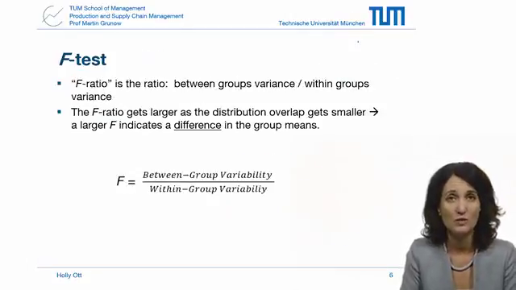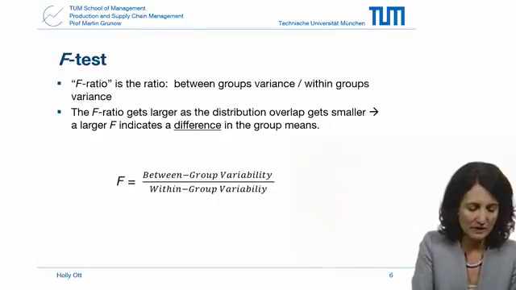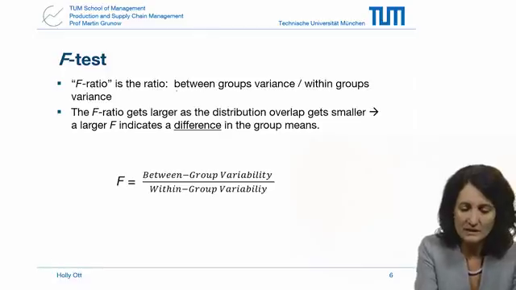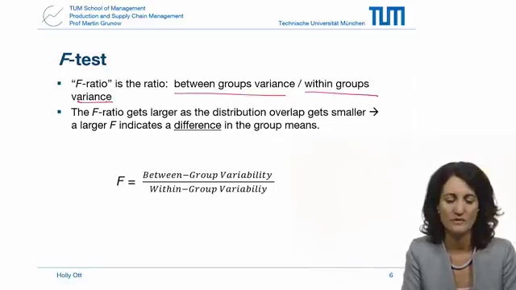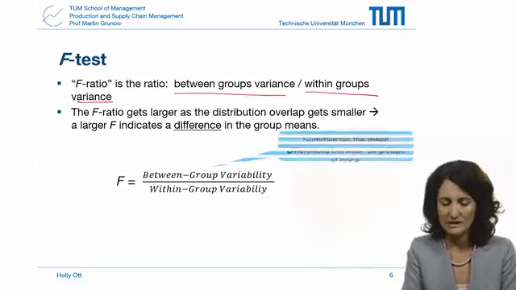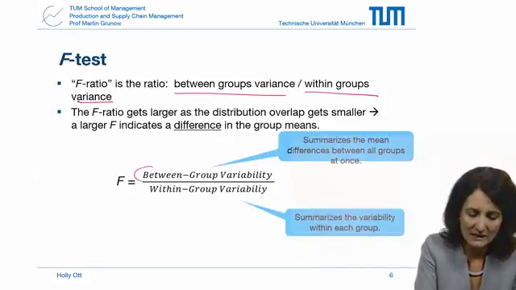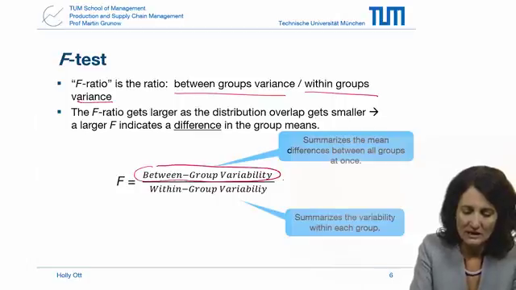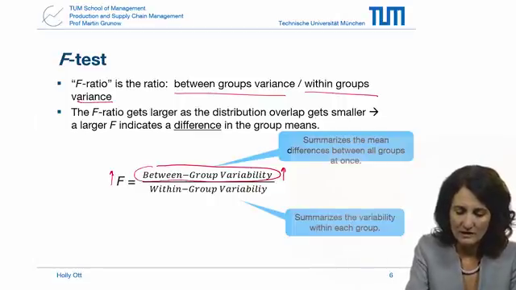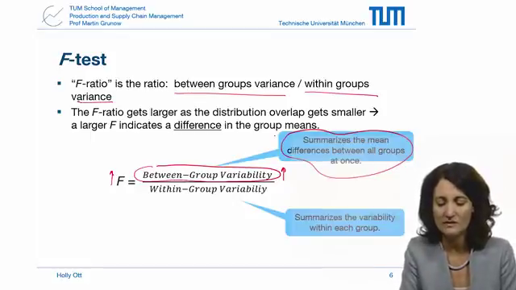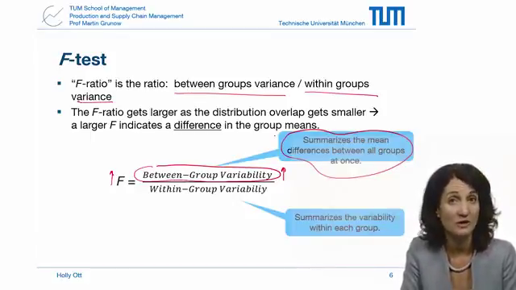So to do this, though, we need a new statistic, and this is called the F ratio. The F ratio is the between group variance divided by the within groups variance. And so what you see here is that the F ratio is going to get larger as this between group variability gets larger compared to the within group. So we've got to find the between group variance, a summary of the mean differences between all groups at once. That's what we're going to do next.